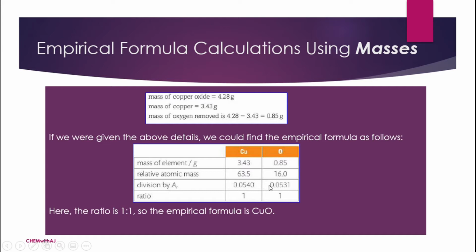So we divide all these numbers by the smallest of the numbers. The smallest number is 0.0531. We divide by that and get approximately 1, so we can round it off to 1. And in this case, it's exactly 1. So the ratio is 1:1. One atom of copper, one atom of oxygen. So the empirical formula is CuO.